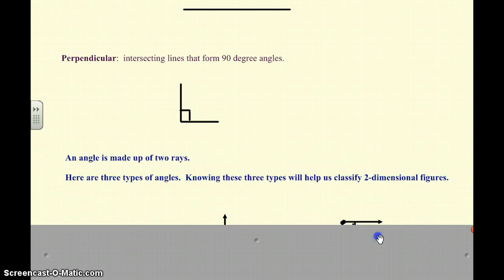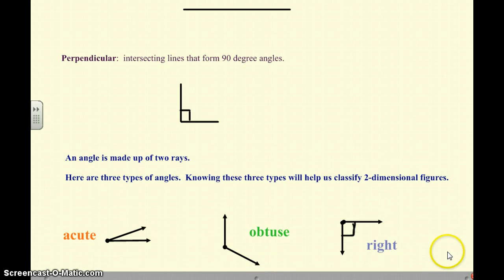And last but not least, the three major types of angles that we've been focusing on. Acute, a cute little baby angle, less than 90 degrees. So acute angle, less than 90 degrees. Obtuse angle, obese angle, 90 degrees up to 180 degrees. Okay, so obtuse angle, more than 90 degrees, less than 180 degrees. And then a right angle. We have a 90-degree angle.